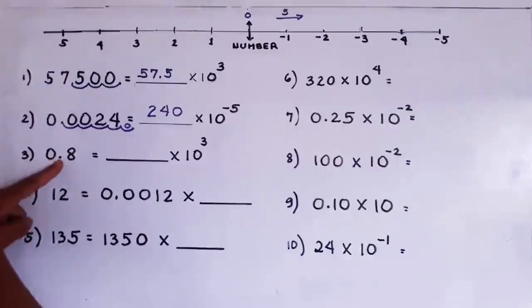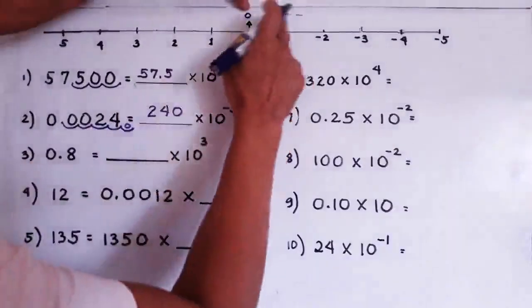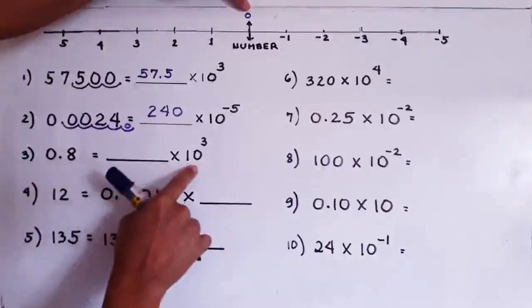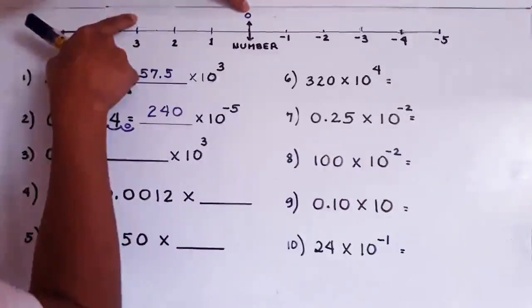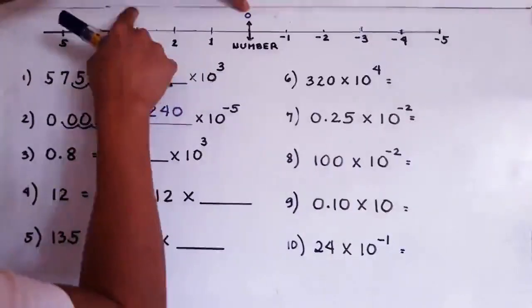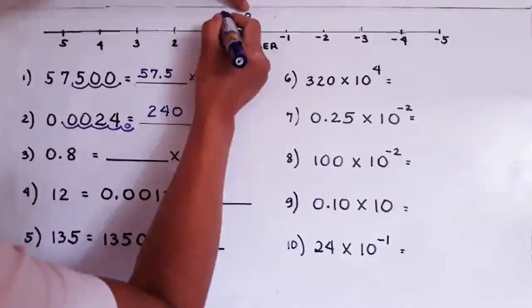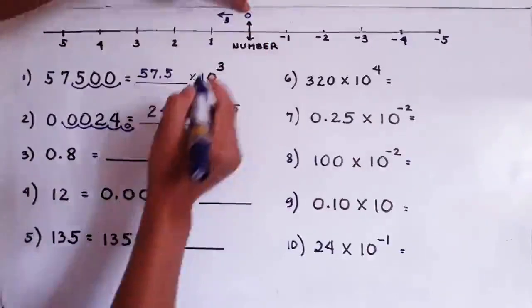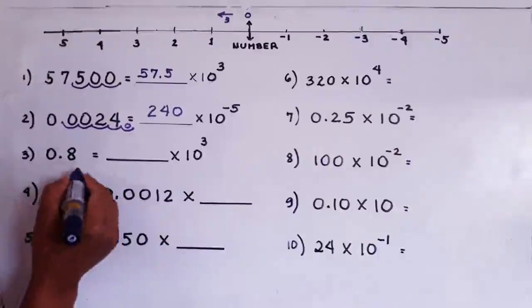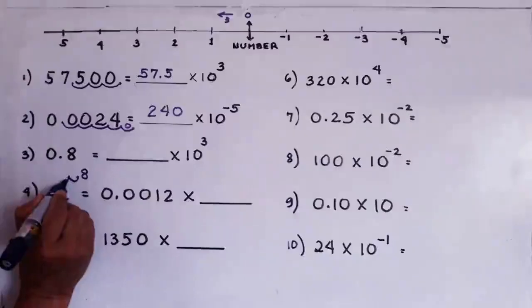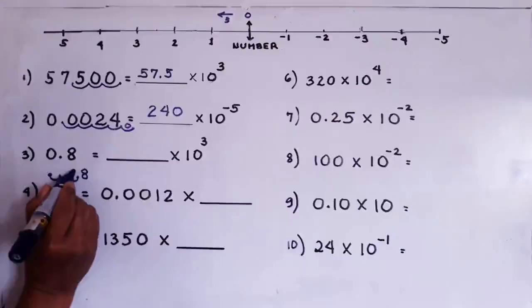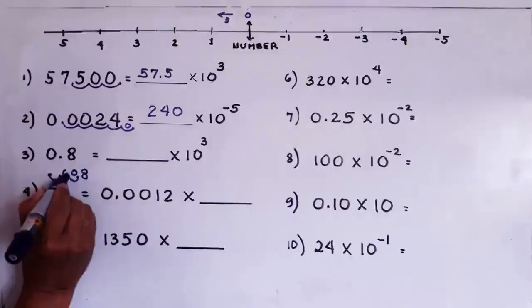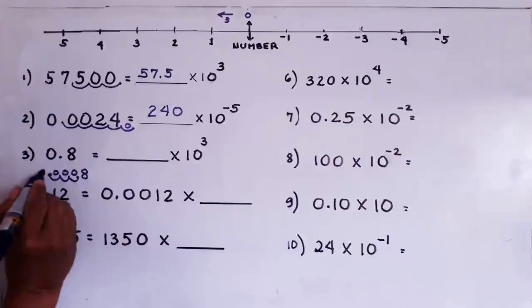Number 3, 0.8. So 0.8 is here. Remove that. And that one is to the third. This was positive, so here we are going to move the decimal point of this 0.8 to the left. How many? 3 to the left. So from here, I'm going to write again the 0.8. 1 and 2 and 3. So it's here. We need to place 0 here, 0 here, 0 here, and place 0 there.